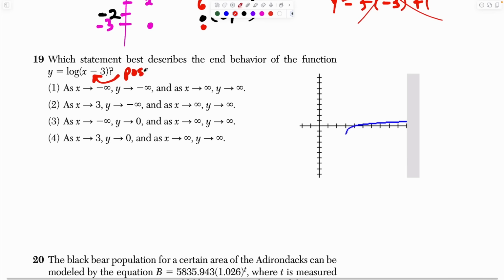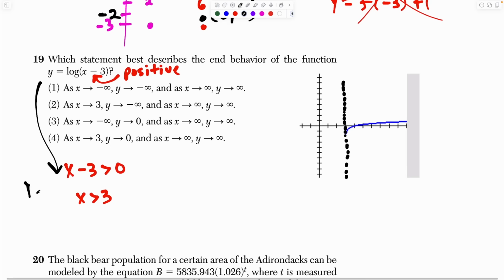Okay, so this piece on the inside needs to be positive, which tells us that x minus 3 has to be greater than 0. If we solve this, x has to be greater than 3. So notice that what the calculator should be showing is a vertical asymptote at x equals positive 3. The domain of our function is all x values greater than 3.